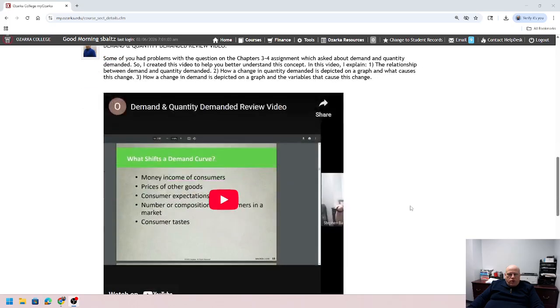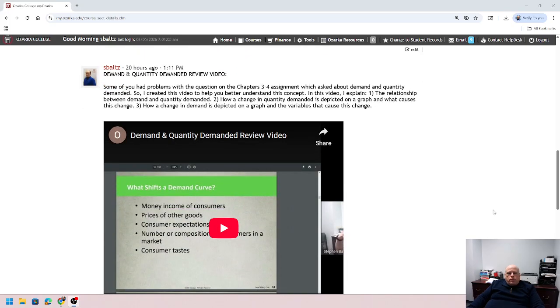And then I also have a review video here where I explain the demand versus quantity demanded. There was a question on the assignment that dealt with this. For example, it had you explain the relationship between demand and quantity demanded, how a change in quantity demanded is depicted on the graph, and what creates that change, and then how a change in demand is depicted on a graph and the variables that cause that. So that's what I'll explain in that video that I posted on the announcements page.